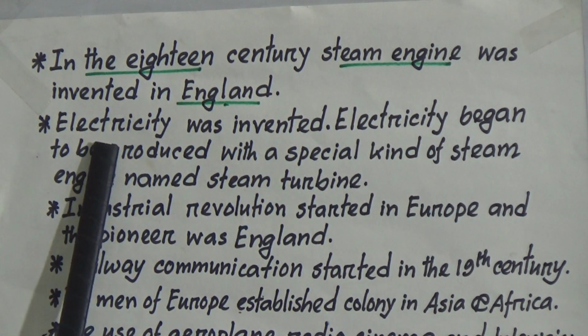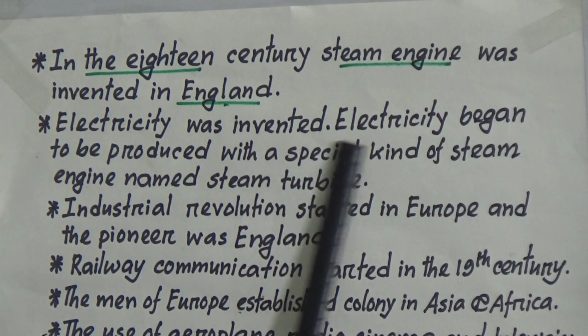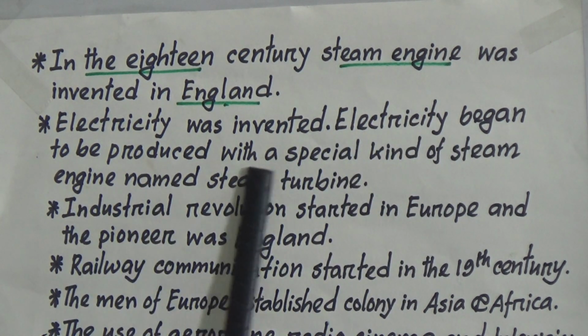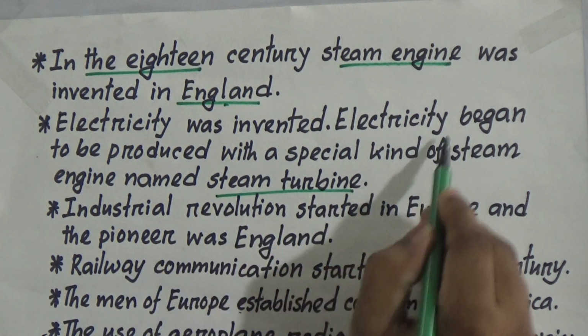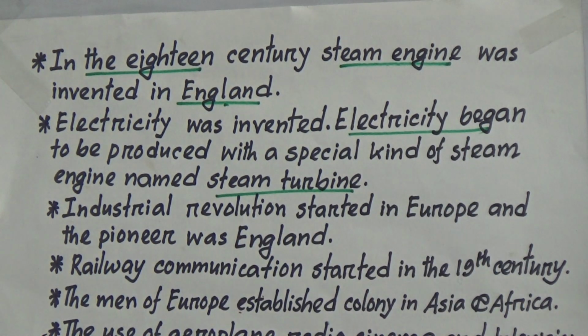Next one: electricity was invented. Electricity began to be produced with a special kind of steam engine named the steam turbine. So the machine that produces electricity is the steam turbine.